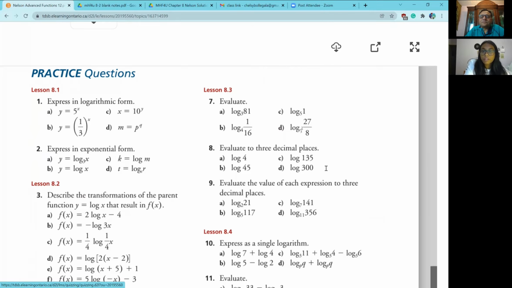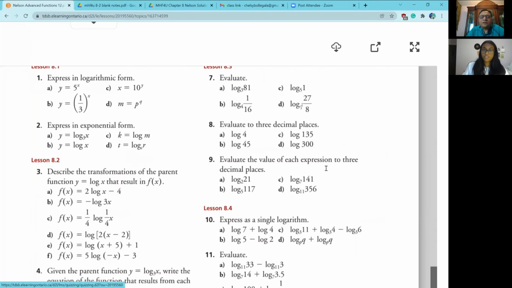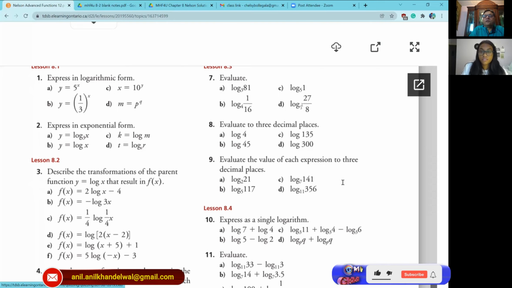Evaluate to 3 decimal places. Well, that you can do with a calculator. Next question, number 9. Evaluate the value of each expression to 3 decimal places. How will you do this? Log to the base 2 of 21. Your calculator has base 10, correct? So how will you do this? Tell me.